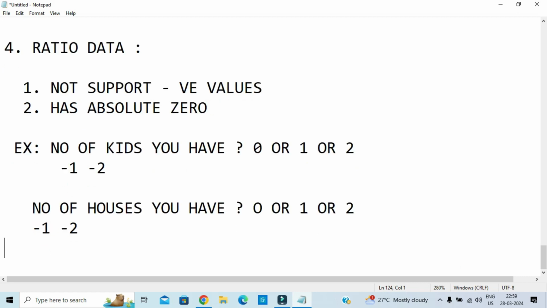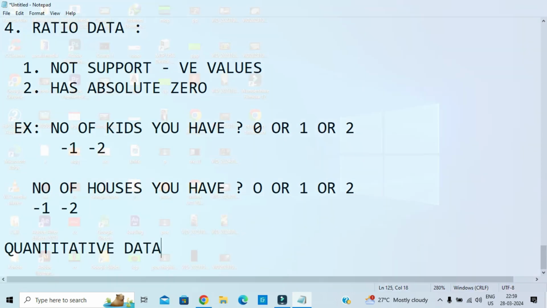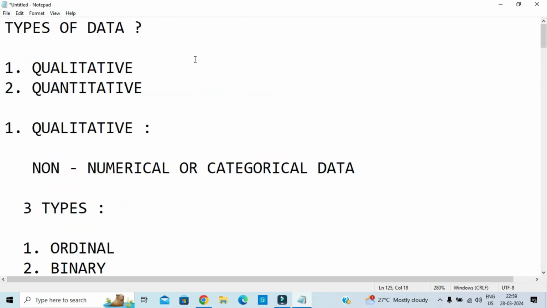I hope you have understood what is meant by qualitative and quantitative data clearly.